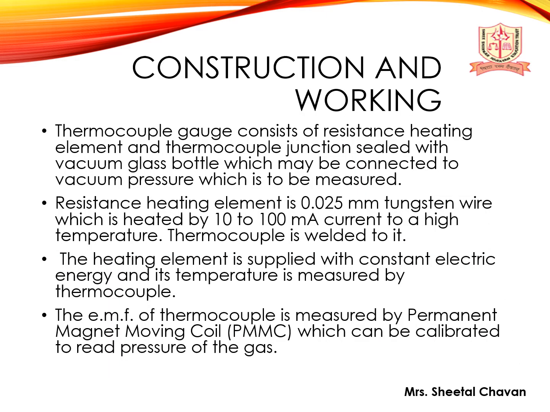Construction and working. The thermocouple gauge consists of a resistance heating element and a thermocouple junction sealed within a vacuum glass bottle, which may be connected to the vacuum pressure which is to be measured. The resistance heating element is a 0.025 mm tungsten wire, which is heated to high temperature by a 10 to 100 mA current. The thermocouple is welded to it. The heating element is supplied with constant electric energy and its temperature is measured by the thermocouple. The EMF of the thermocouple is measured by a permanent magnet moving coil, PMMC, which can be calibrated to read the pressure of the gas.